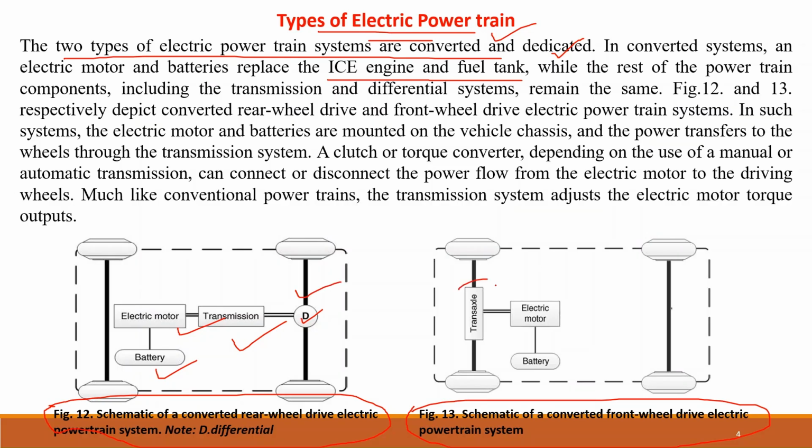And in the front wheel via the transaxle, the batteries and the electric motor generate the necessary torque to drive the wheels. Much like conventional powertrains, the transmission system adjusts the electric motor torque outputs.